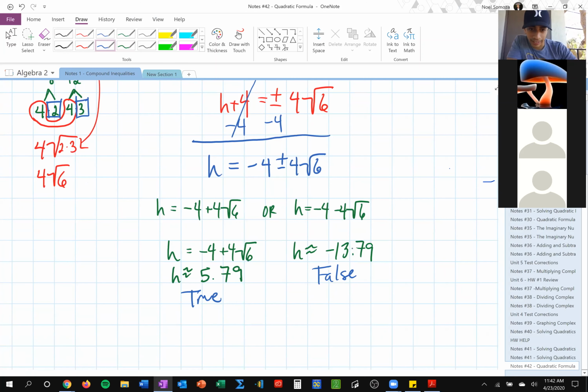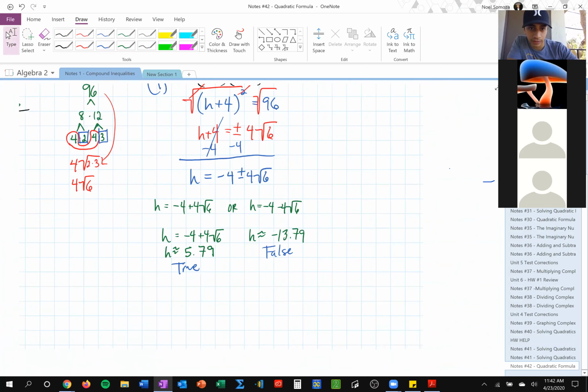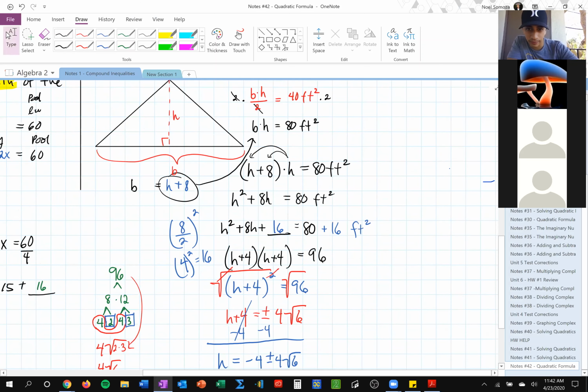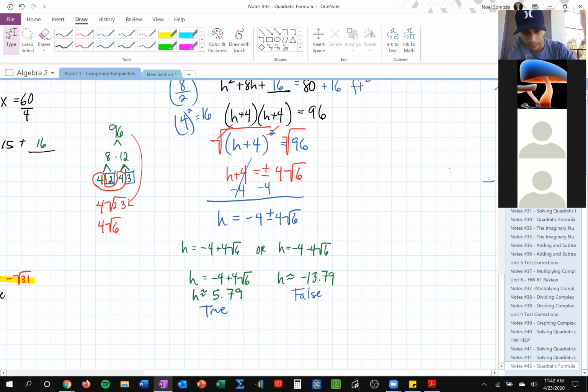So again, that's my height, but my height needs units because this whole time we were talking about feet. So then this is 5.79 feet, or give it to me with the exact answer there. Can't go wrong with that.